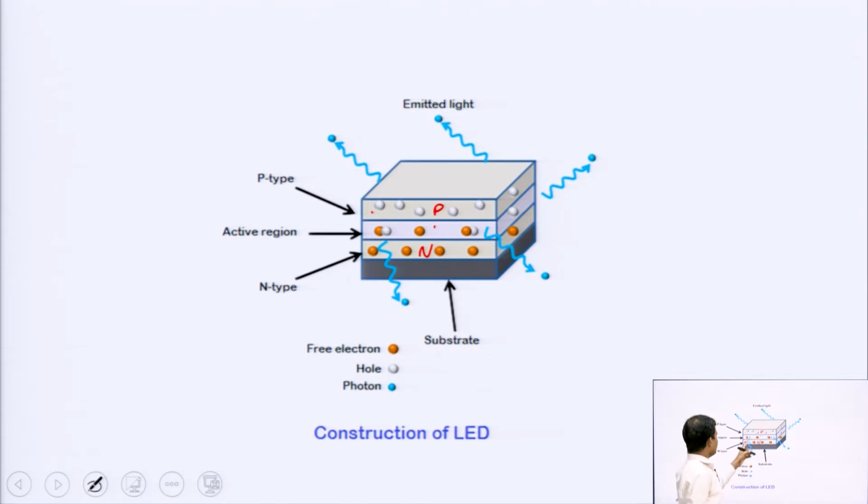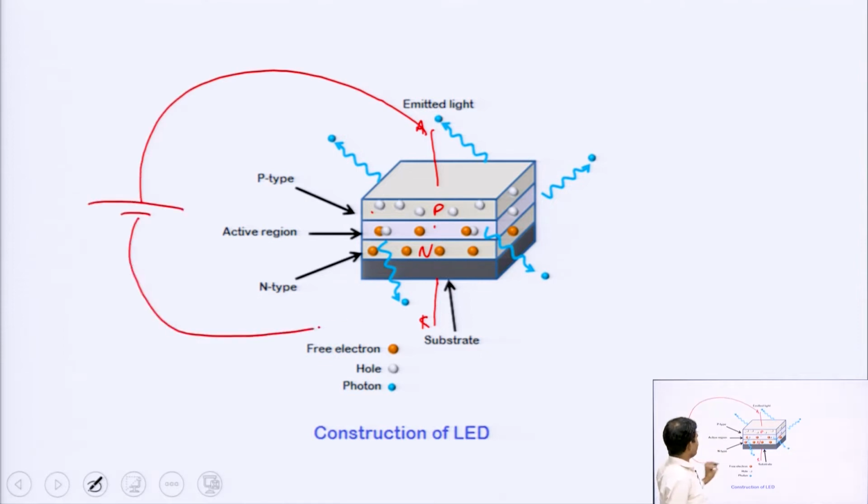That is why the region in between the P type and N type is called the active region, and this is the anode terminal and this is the cathode terminal. There are two terminals, anode and cathode. When we apply the voltage, plus voltage and minus voltage, then what will happen? The recombination of electrons and holes will occur, and the energy will be emitted through the active region only.